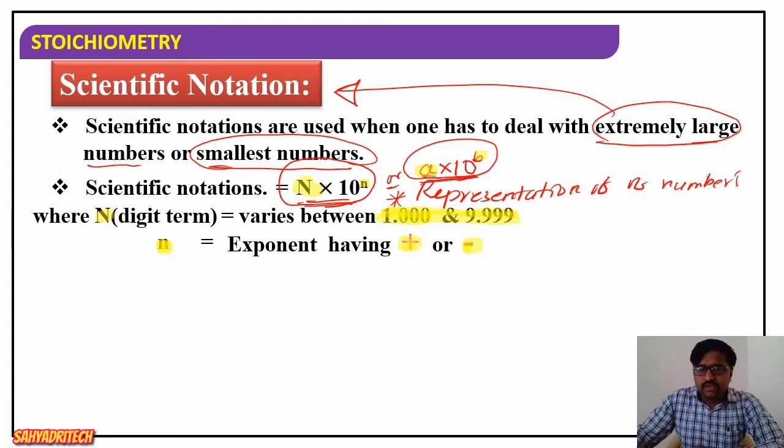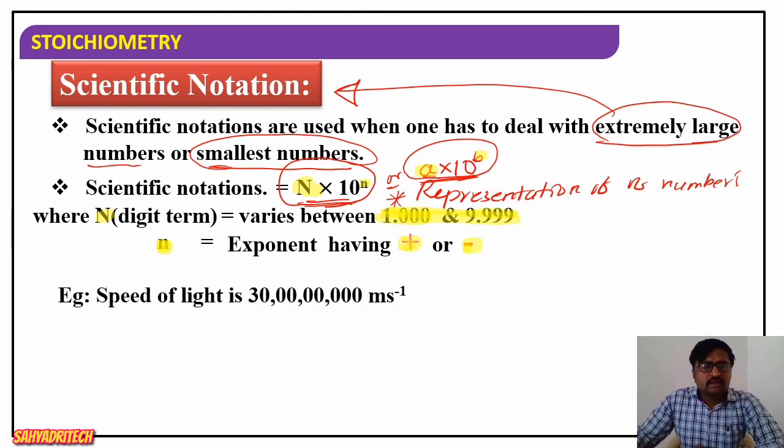Well, now if we consider the speed of light, we know that the speed of light is, what is the value I am specifying here, say 30 crore meter per second. Okay, 30 crore, thousands, lakhs, crore, 30 crore meter per second.